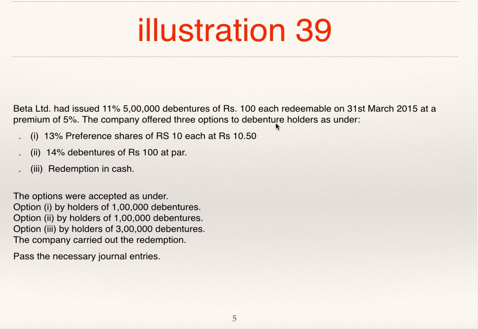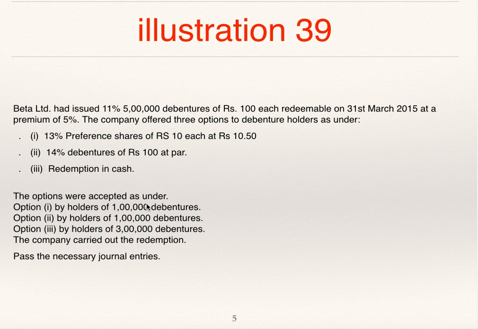The company offered three options to debenture holders as under: 13% preference shares at rupees 10.50. Here debentures will get converted into preference shares as per first option. Second, 14% debentures of 100 each at par. Here debentures will get converted as debentures only. 11% will get converted into 14% debentures. This is rollover. Third, redemption in cash. Debenture holders will get cash payment.